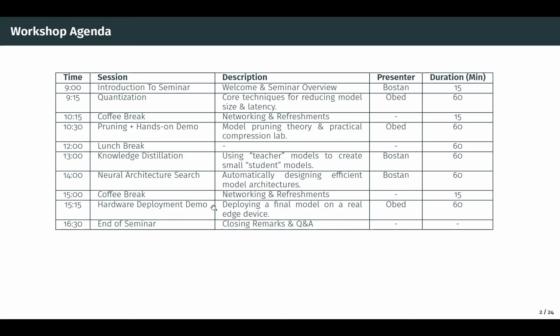Then we will have a coffee break, and at the end, we will have a hardware deployment demonstration. It will be in class, and Obed will be trying that, and it will be quite interesting to see in real time how we deploy these models on an edge device.